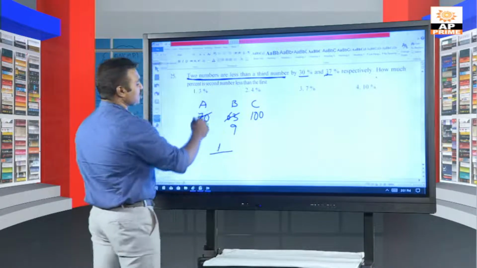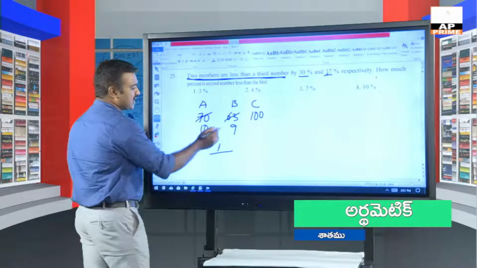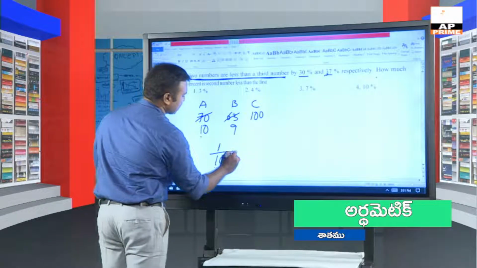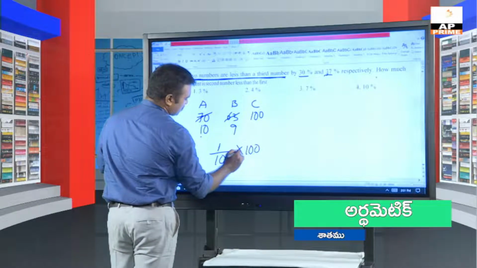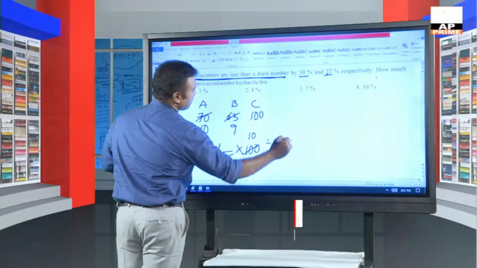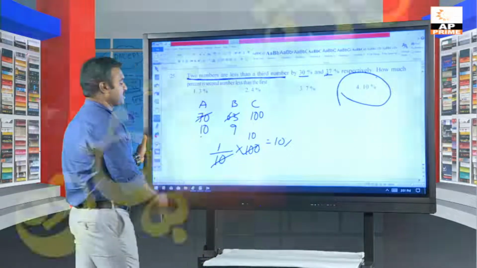సో లెస్ దెన్ తక్కువ అన్నానంటే 9 నుంచి మాట్లాడితే తక్కువ అంటాం, 10 నుంచి మాట్లాడితే తక్కువ అంటాం, 9 నుంచి మాట్లాడితే ఎక్కువ అంటాం, 10 నుంచి మాట్లాడితే తక్కువ అంటాం, అంటే 1/10 into 100. సో 10 టేబుల్లో ఇక్కడ 10 times క్యాన్సిల్ అవుతుంది, అంటే మన ఆన్సర్ 10% తక్కువ. సో ఫోర్త్ ఆప్షన్ రైట్ ఆన్సర్ అవుతుంది.